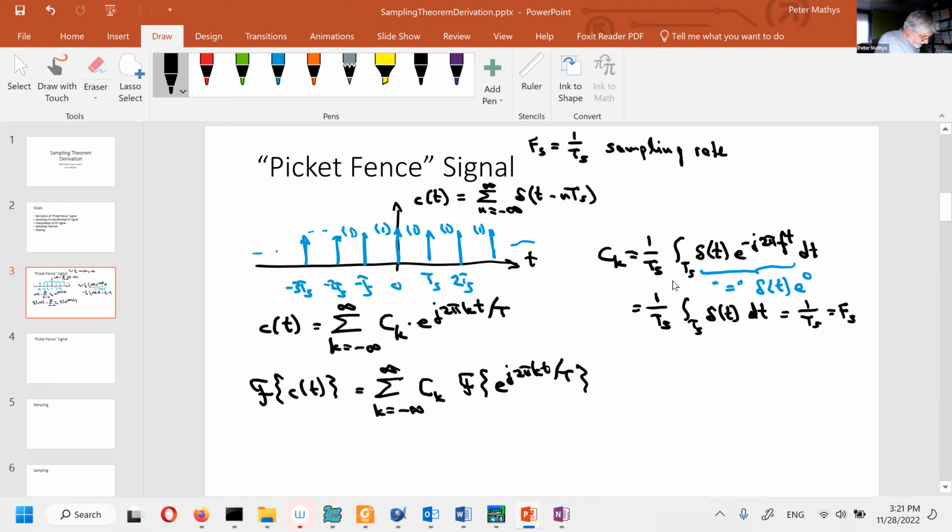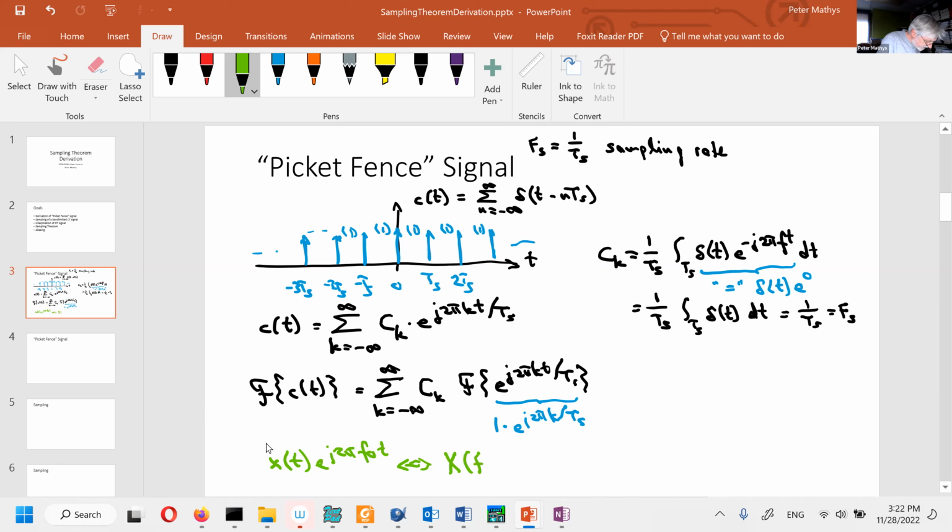Okay, so now we can think of that as being 1 times e to the j 2 pi kt over T, and that T should actually be Ts. So let's make that into a Ts. And remembering the Fourier transform pair, which says that x of t times e to the j 2 pi f0 t in the frequency domain is equal to X of f minus f0.